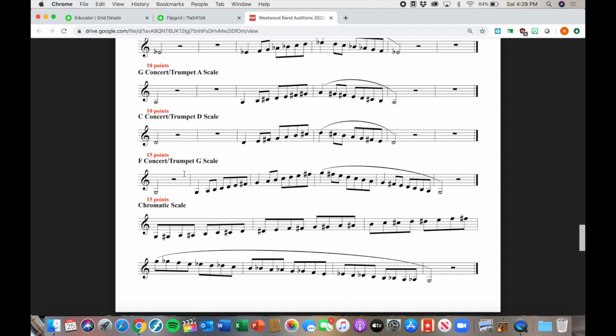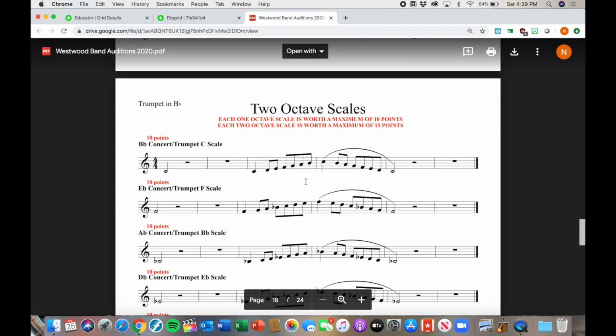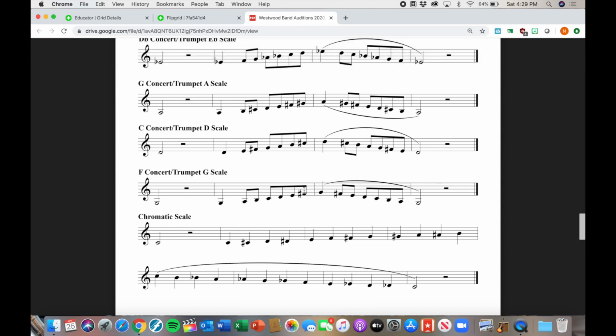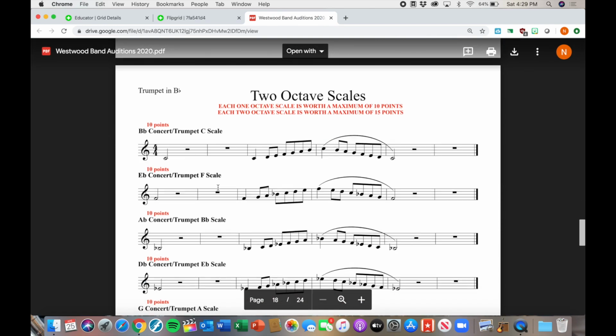But if I plan on doing my concert F 2 octave scale, then I don't need to also play the 1 octave scale, right? That would be redundant. So I'll just do the 2 octave scale. And that's it. Etude, scales. Easy.